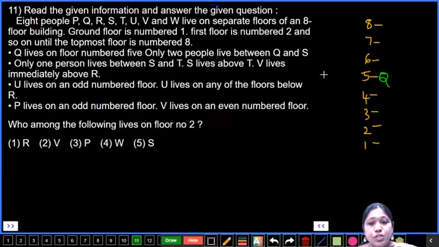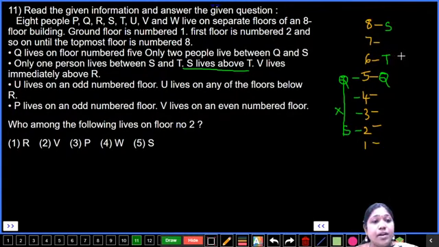Only 2 people live between Q and S. 1 and 2 gap, I'll consider here Q. I'll consider another case as S, I'll place on 2nd floor. This is a failure model because only 1 person lives between S and T. So I'll place T here. When coming to this condition, there is a point mentioning that S lives above T. This is a failure case. So this point can be eradicated.